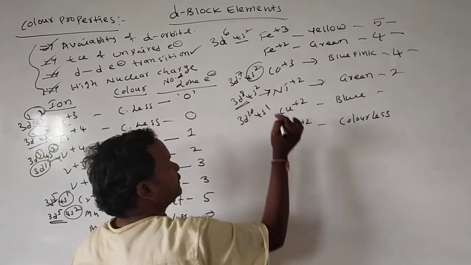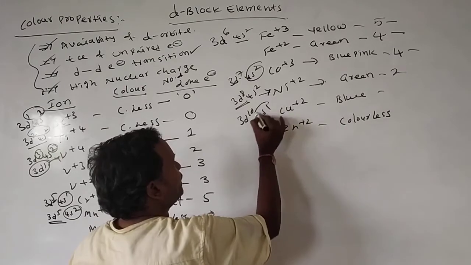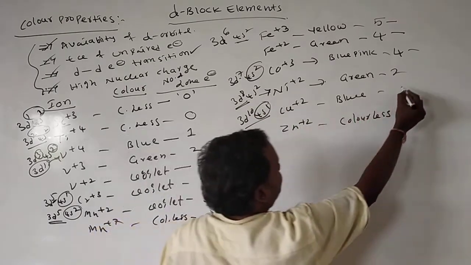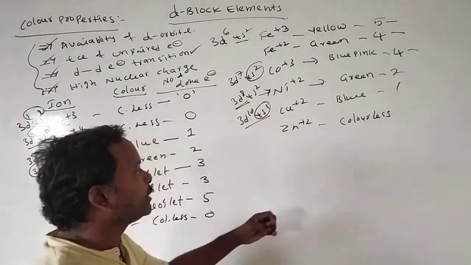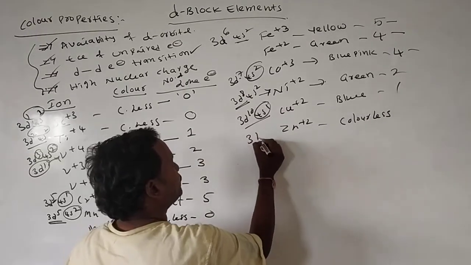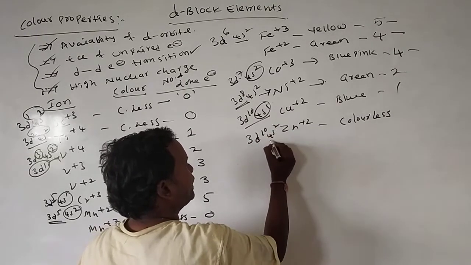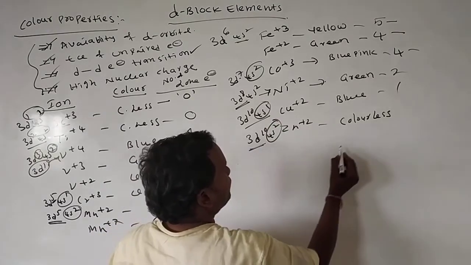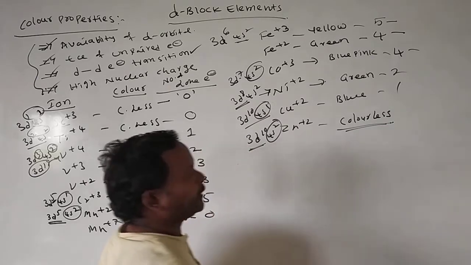3d10, 4s1. Remove 1 electron. 2 means 9, 9 means 1. Blue color. Zinc plus 2 is 3d10, 4s2. Zinc electronic configuration: remove 4s2, only 3d remains, completely filled. Colorless.